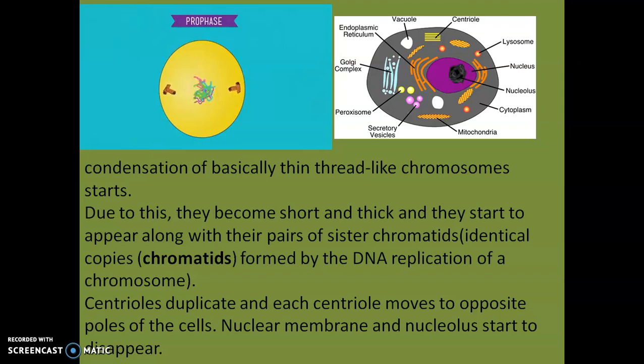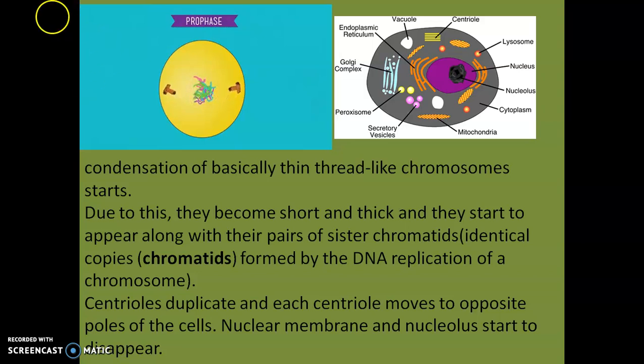Now let's see exactly what is happening in prophase. Condensation of the basically thin thread-like chromosomes starts. Condensation means coming together. Chromosomes which are thin start becoming thick. Due to this, they become short and thick and they start to appear along with their pair of sister chromatids. Sister chromatid means identical copies formed by DNA replication of a chromosome.